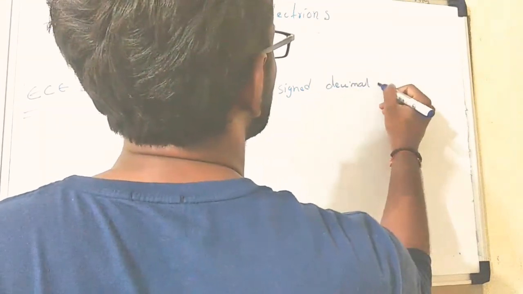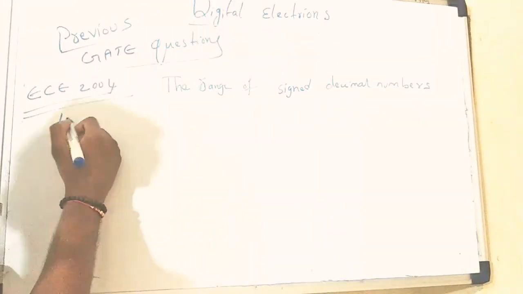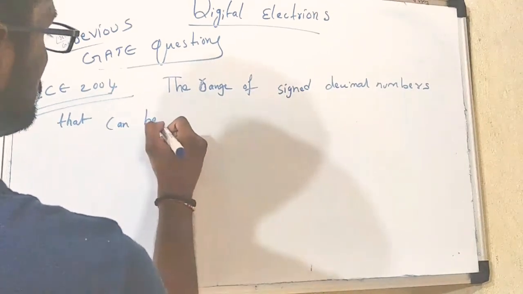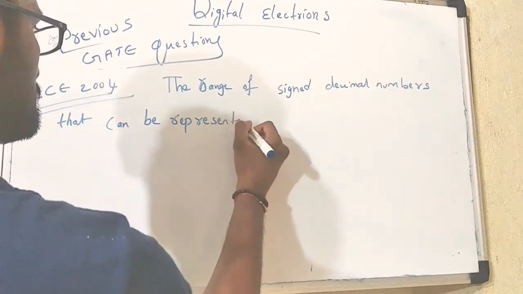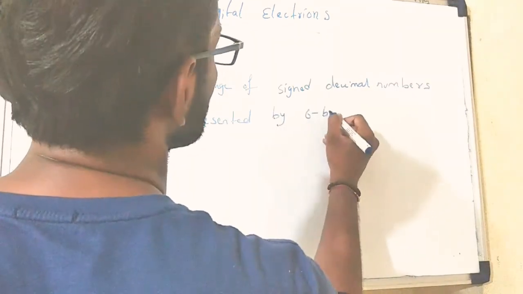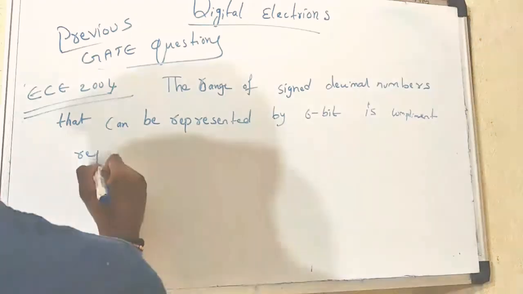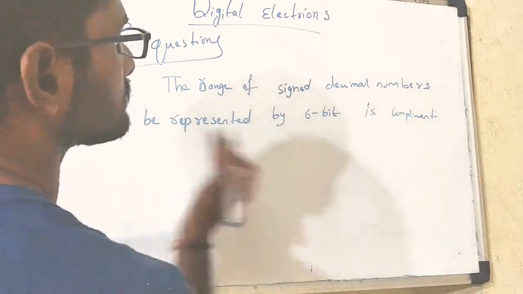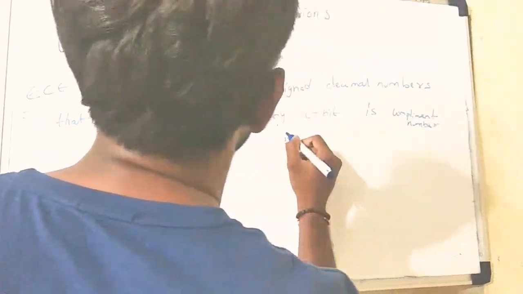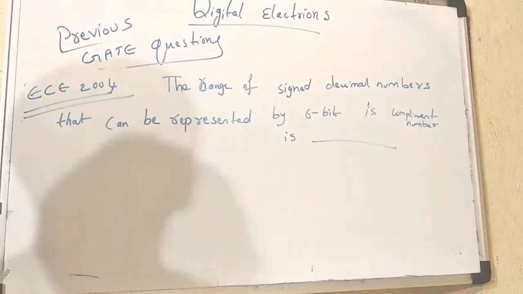This is ECE 2004. The range of signed decimal numbers that can be represented by 6-bit one's complement representation, or nothing but by a one's complement number, is dash. They have asked the range of the signed decimal number that can be represented by 6 bits.